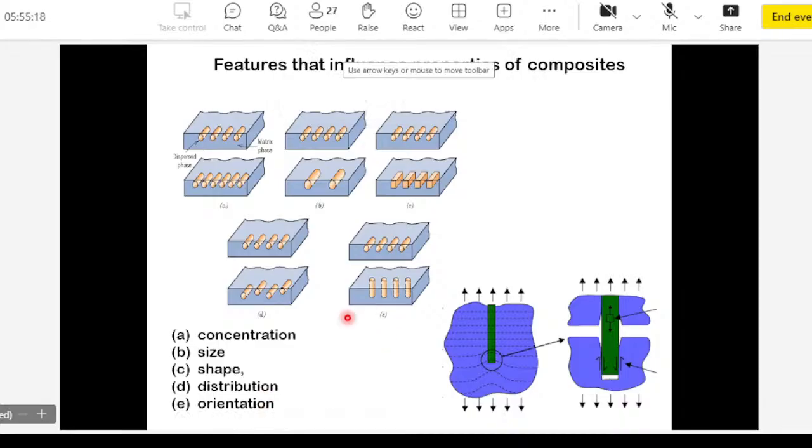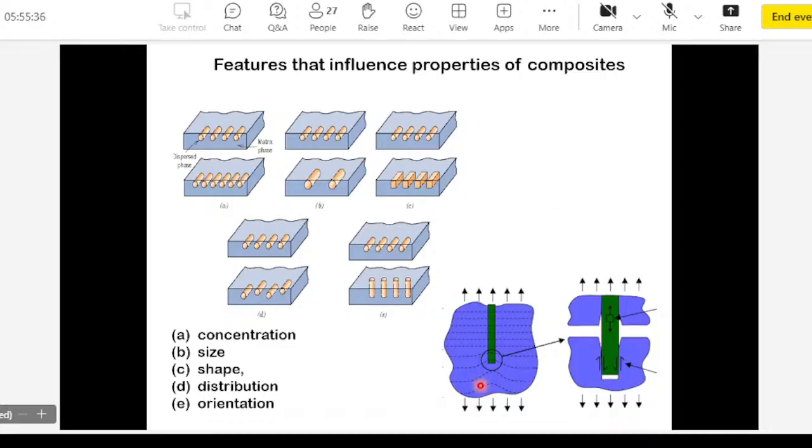If you're using particles, then it will be more isotropic. But if you have fibers, then orientation could matter. Are the fibers going to be in this direction or in another direction? All those parameters have to be controlled in the manufacturing process when you make a polymer composite.